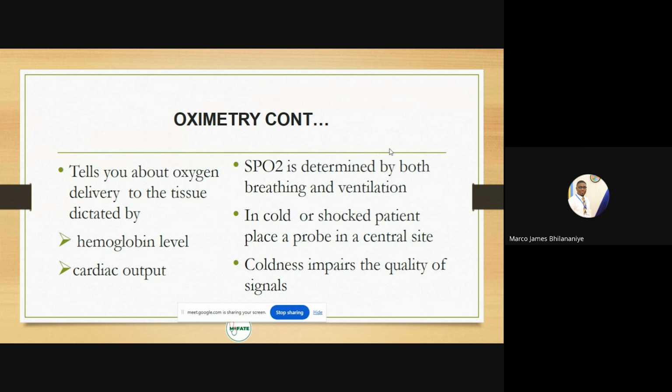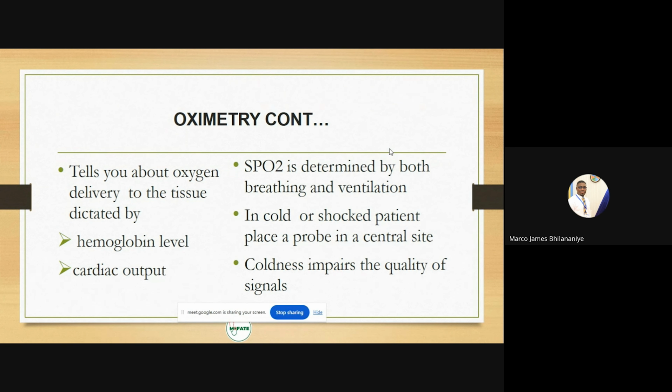So oxygen saturation is determined by both breathing and ventilation. So here again, we have to think about the difference between breathing and ventilation. Breathing is just the mechanism of taking air in and out, while ventilation refers to the exchange of oxygen at the alveolar level, where the oxygen goes in and the carbon dioxide goes out from the blood stream. So this is determined by the perfusion to the lung capillaries. This is very important to think of.